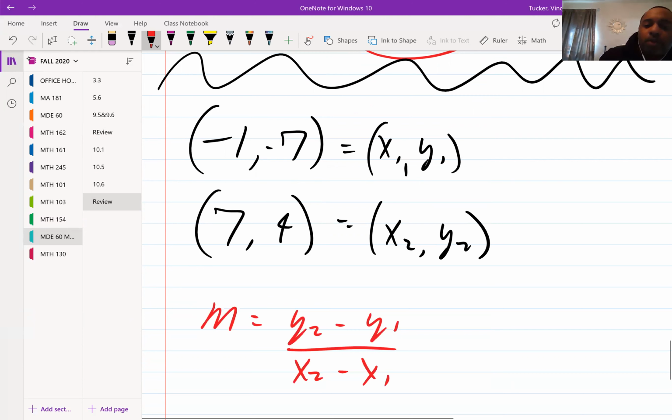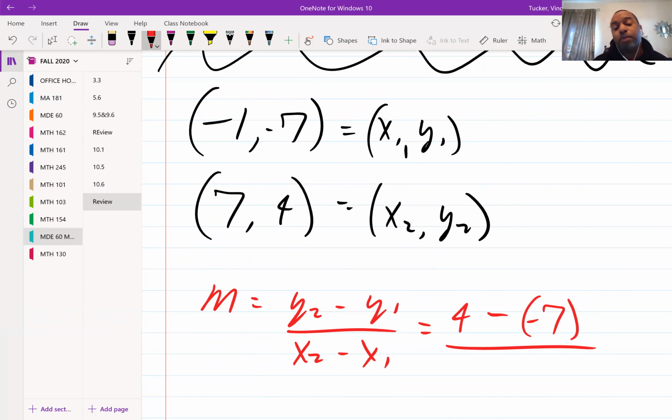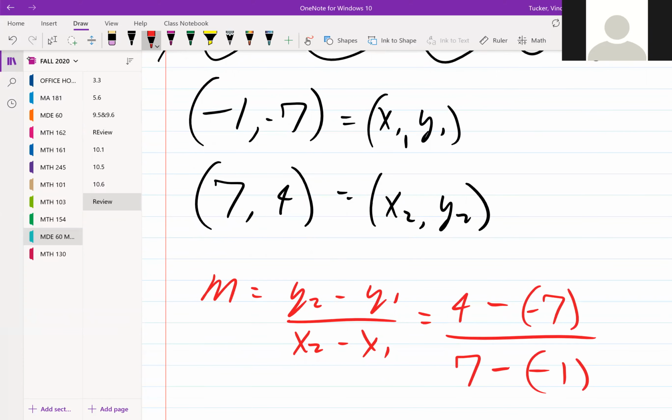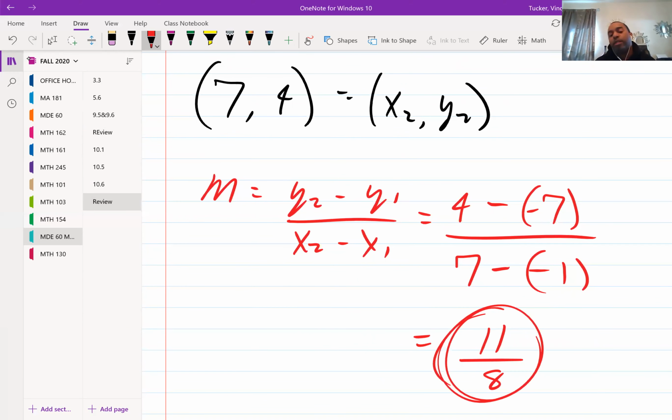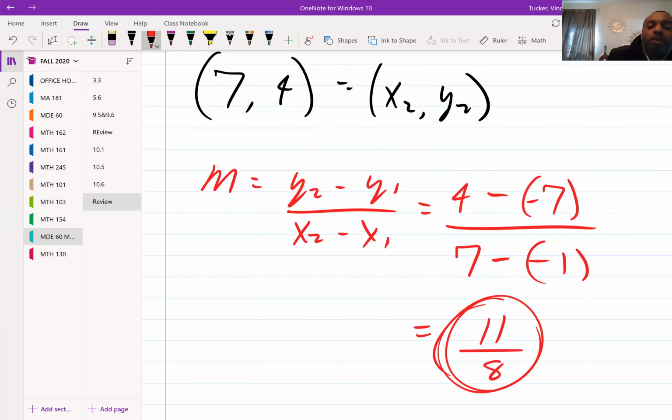So y2 for us is 4, y1 is -7. Make sure you're careful with your substitution so you don't lose a negative. And then x2 is 7, and x1 is -1. A negative of a negative turns positive, so I have +11/8. This is the slope of the line that we're dealing with. Before we go to what the actual answers would be, any questions?